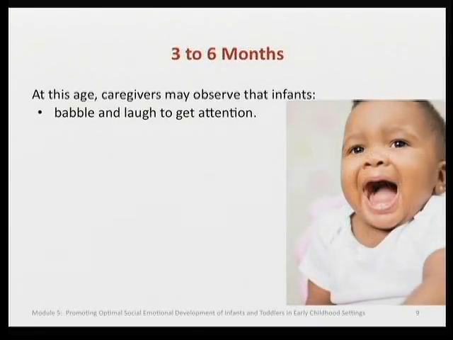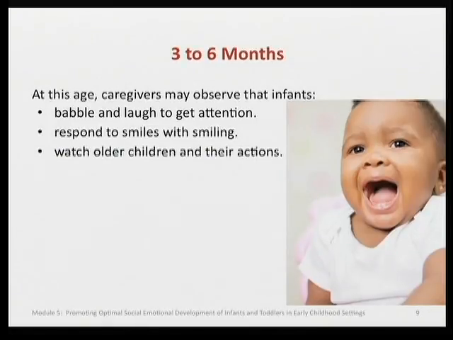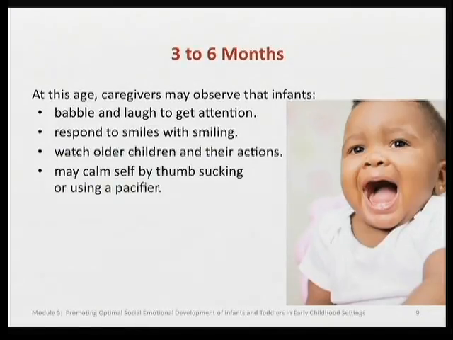At 3 to 6 months of age, you may observe that infants babble and laugh to get attention. They begin to interact more, responding to your smiles by smiling back, and may watch older children and their actions. Very young infants may calm themselves by sucking their fingers, thumbs, or pacifiers.